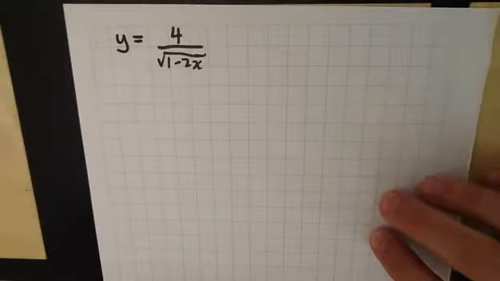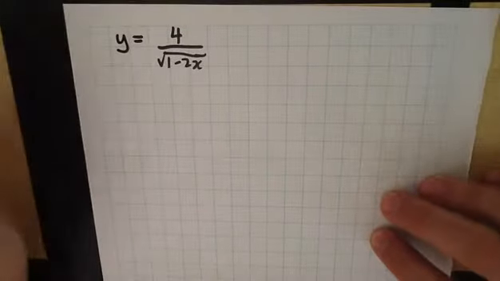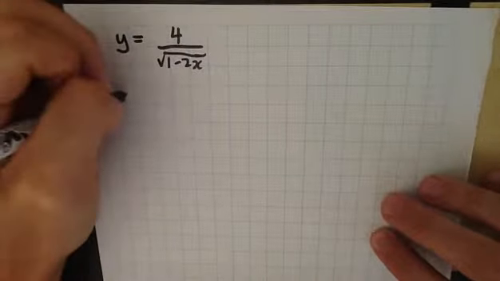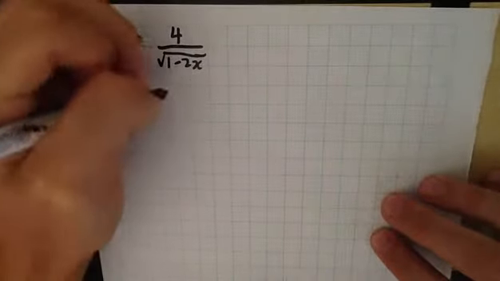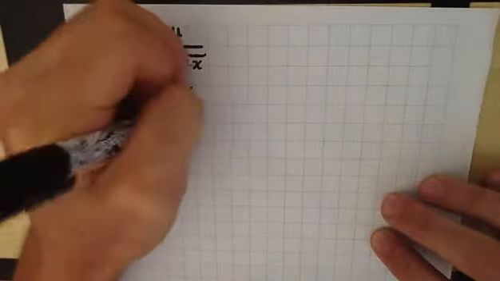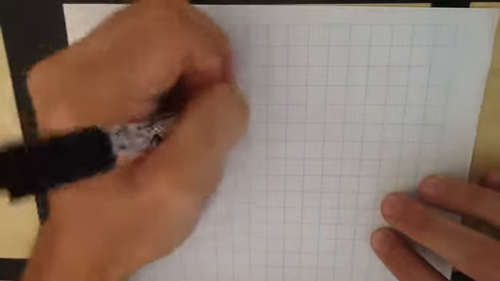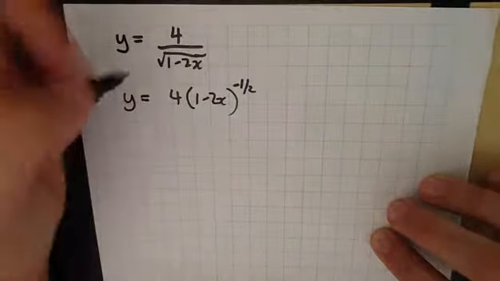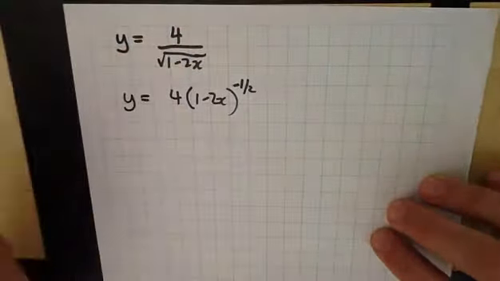So let's use the chain rule to get the derivative of this function here. I'll do the easy way first. First thing I do, when I've got a fraction, is write it in the form with negative indices. So this was actually 4 multiplied by (1 take 2x) to the negative a half, because it's a square root here, so it's to the negative half. So that's writing in the form of negative indices.